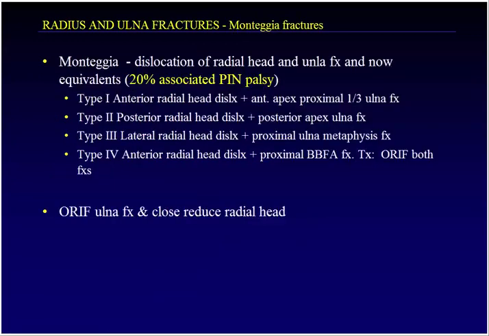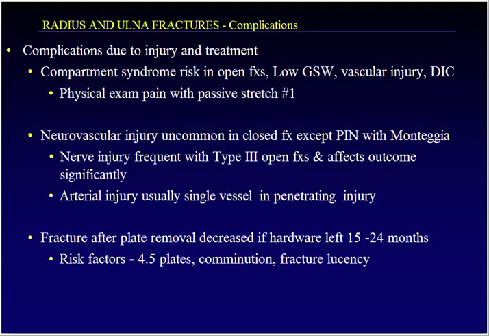The Monteggia fracture involves dislocation of the radial head associated with a fracture of the ulnar shaft. The significant thing about a Monteggia injury is 20% of them can present with posterior interosseous nerve injuries. There are types 1 through 4 described. You will not be tested on recognizing those types, but the important fact is to remember that there can basically be different types of displacement of the radial head, either anterior, posterior, or lateral, and that's how you classify them.